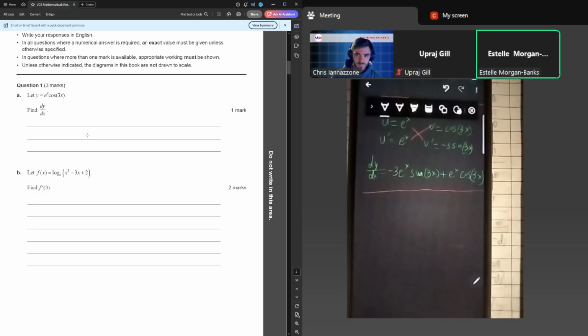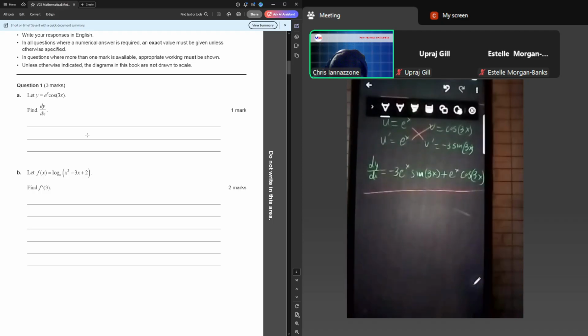Because this is a log, do we do the derivative over what's inside the log? Yeah, exactly. Derivative over what's inside the log. Derivative of what though for the numerator? Of what's inside the log. Yeah, precisely. That's real good.